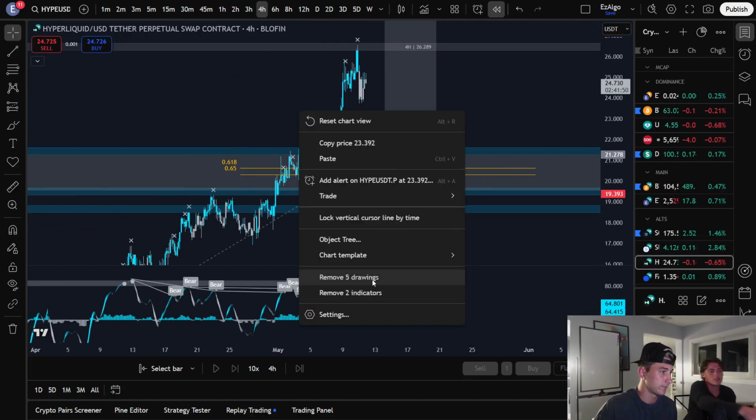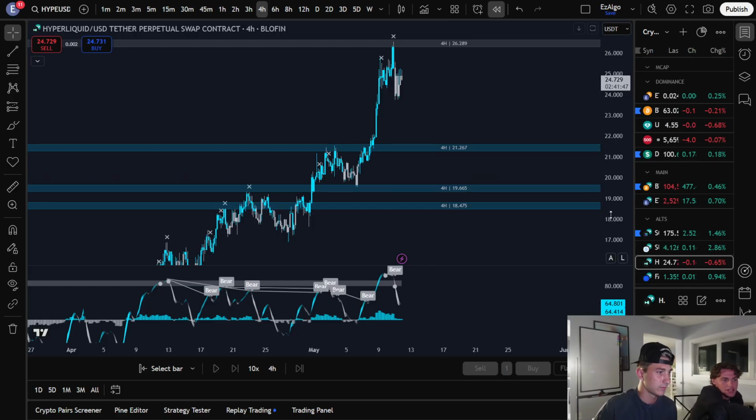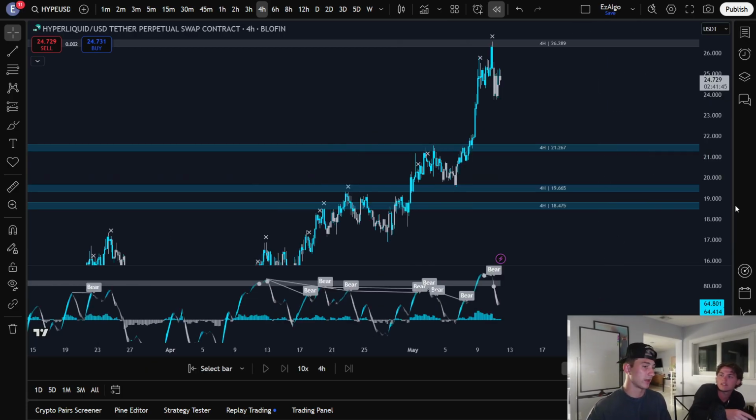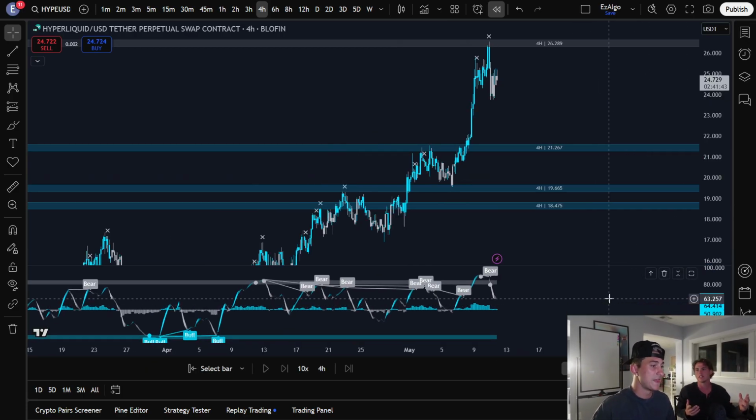So you're waiting to go to the lower time frame once it gets down to that golden pocket. Once it gets down to that golden pocket, okay. Then I'm just looking for the best entry I can get.